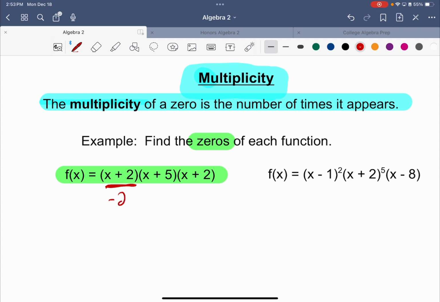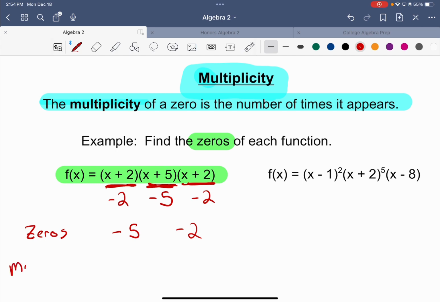Well, negative 2 makes that 0. What makes x plus 5 0? Negative 5 makes that 0. What makes x plus 2 0? Negative 2 makes that 0. So my zeros for this are negative 5 and negative 2. I've got two zeros.